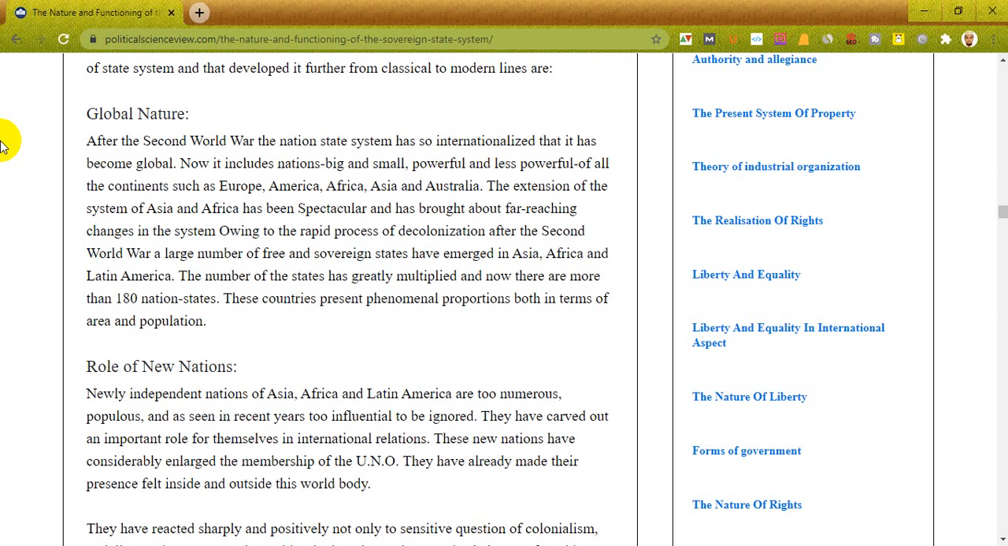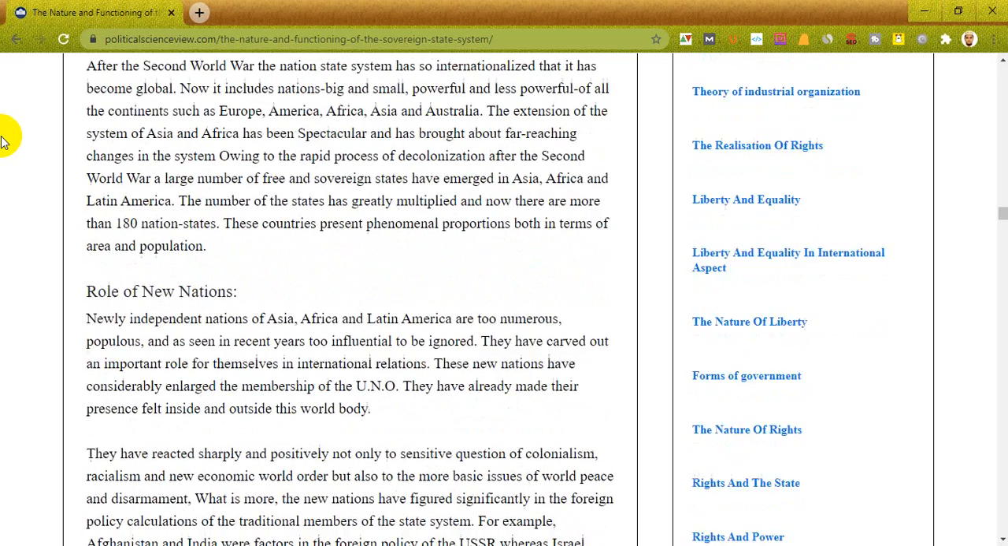Now it includes nations big and small, powerful and less powerful of all the continents such as Europe, America, Africa, Asia, and Australia. The extension of the system to Asia and Africa has been spectacular, and has brought about far-reaching changes in the system owing to the rapid process of decolonization after the Second World War. A large number of free and sovereign states have emerged in Asia, Africa, and Latin America. The number of the states has greatly multiplied, and now there are more than 180 nation-states. These countries present phenomenal proportions both in terms of area and population.